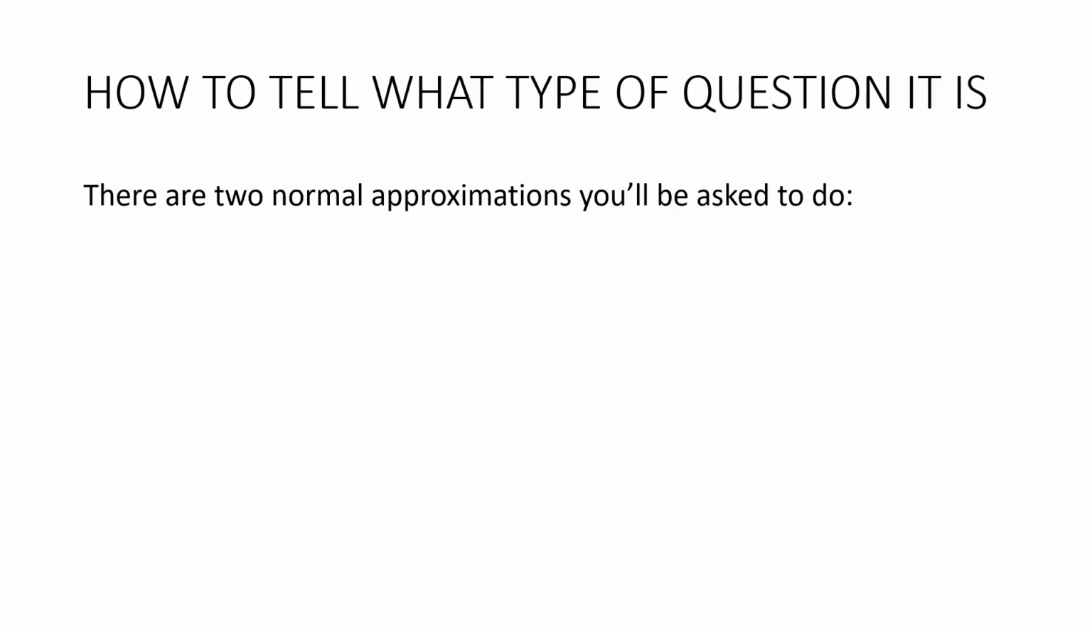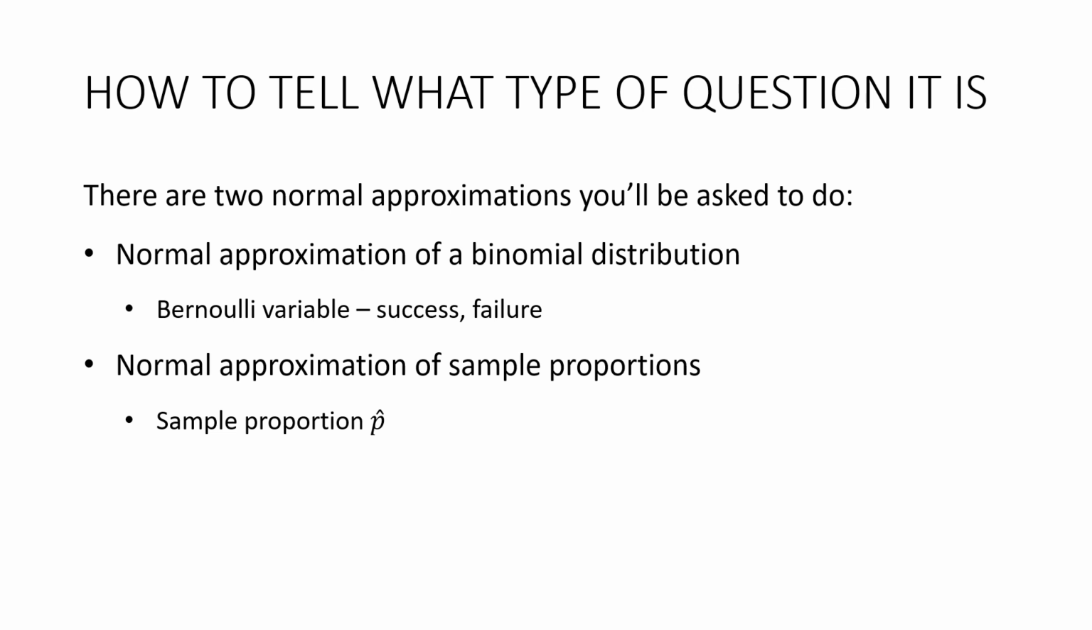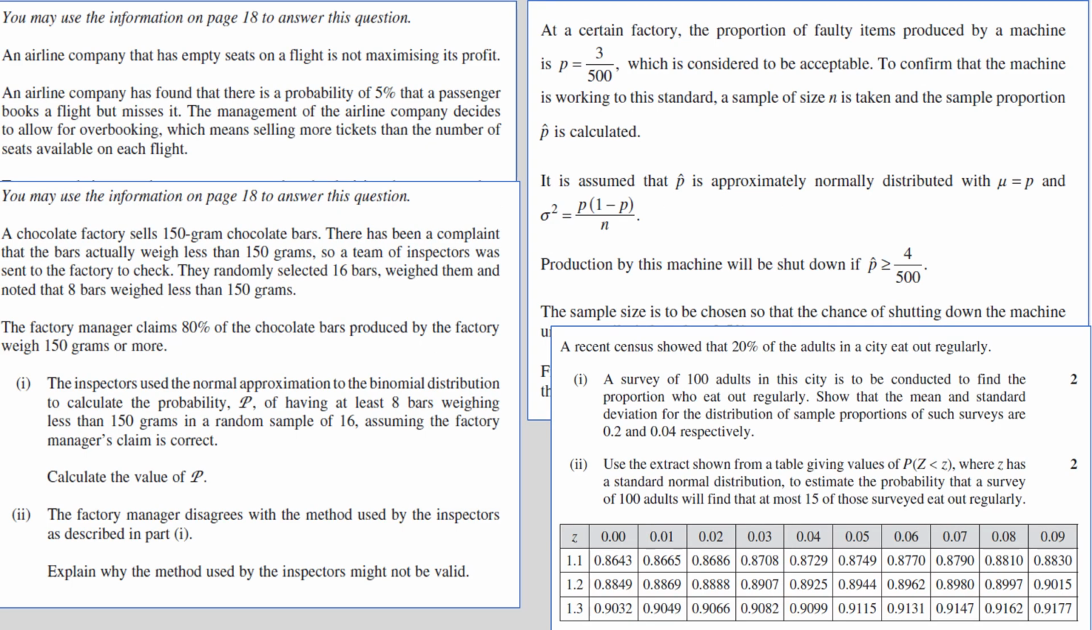Okay, there are 2 normal approximations that you'll be asked to do. There's the normal approximation of a binomial distribution, that's what we covered in the last video, and you will see a Bernoulli variable, success, failure. Then there's the normal approximation of sample proportions, and in this case you'll see a sample proportion, you may see p hat. So let's have a look at the questions that have been asked so far.